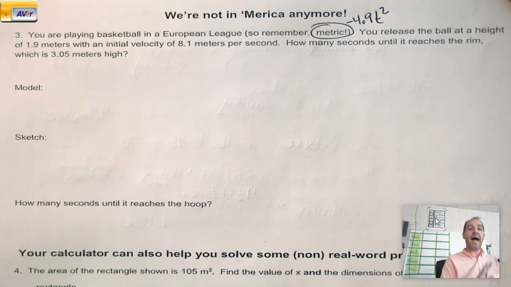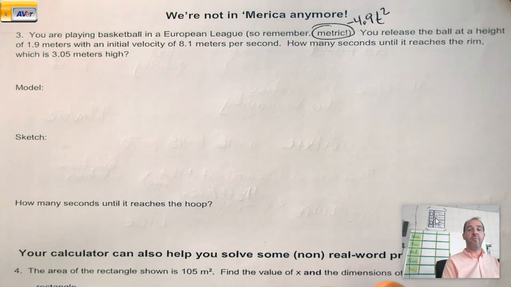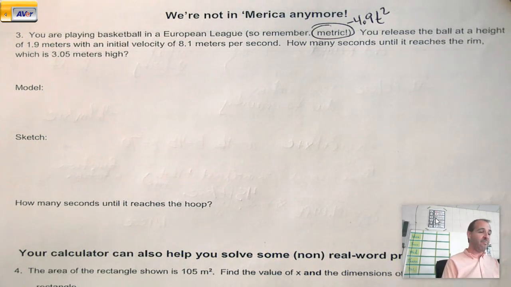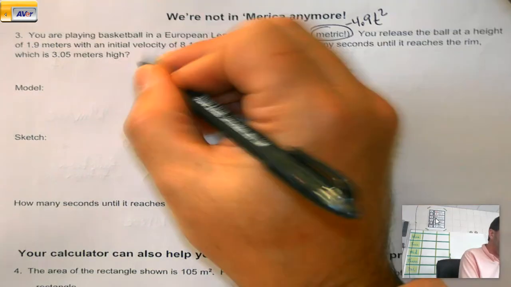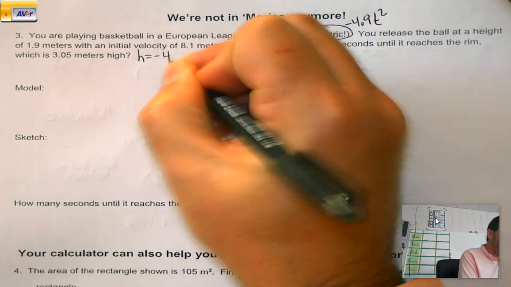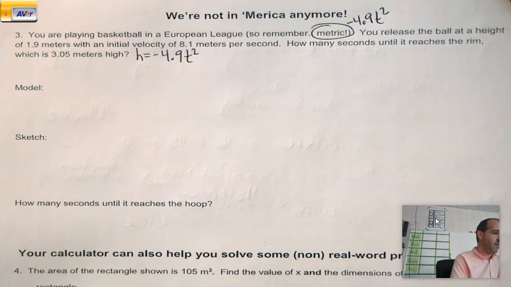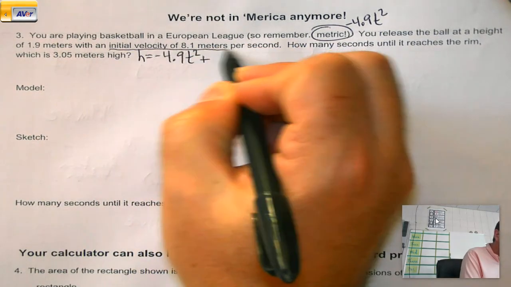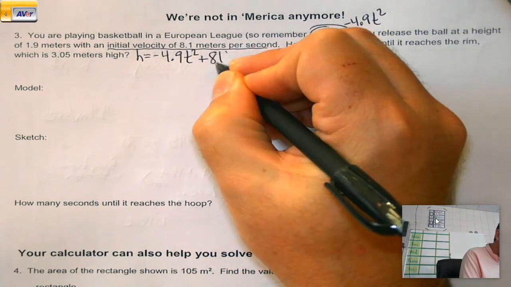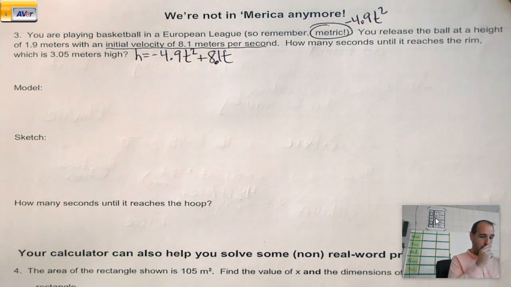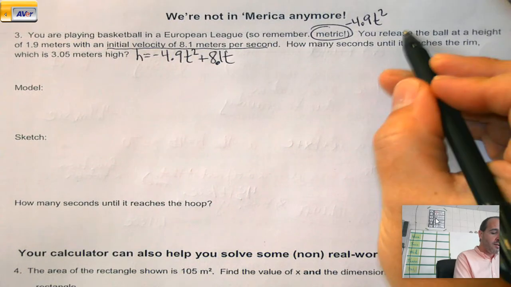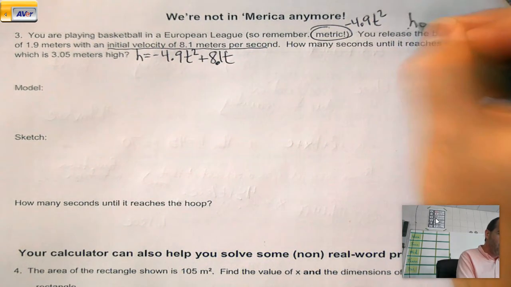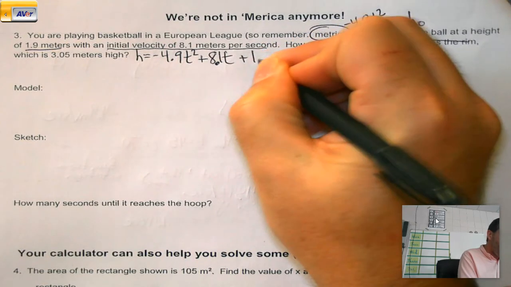Okay, lots of things are in play here. So, first thing, let's label our pieces. So, here's my initial, okay, negative 4.9 t squared plus, remember, what's in the middle? Your initial velocity. So initial velocity of 8.1 meters per second. Make sure I get the point in there. That makes a big difference. And you release the ball. Okay, so this is my h sub o at 1.9 meters.